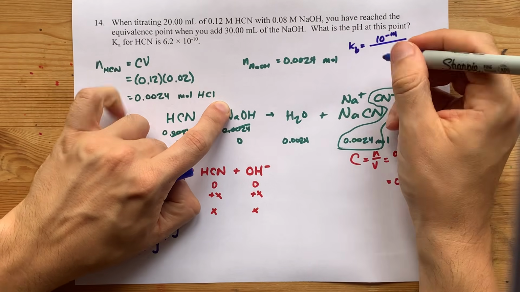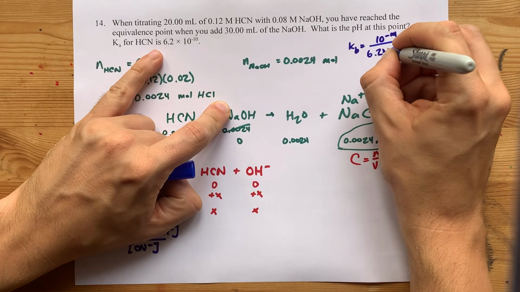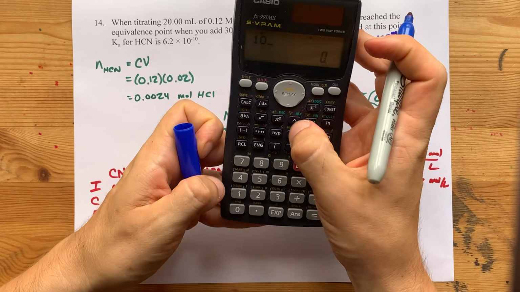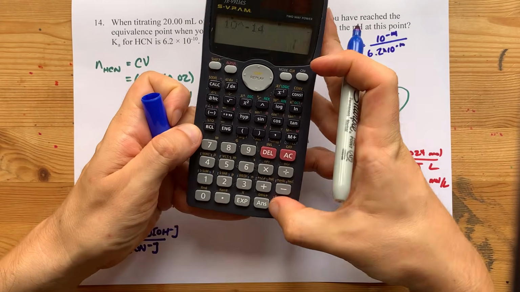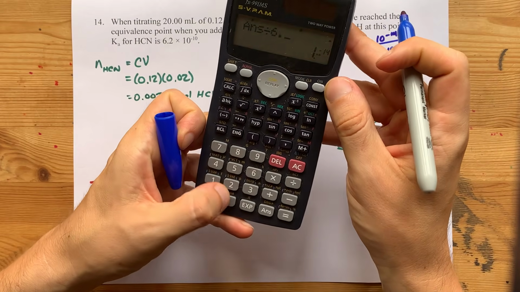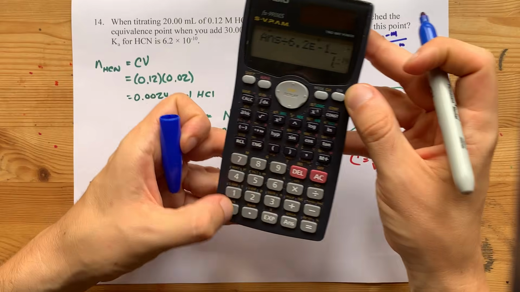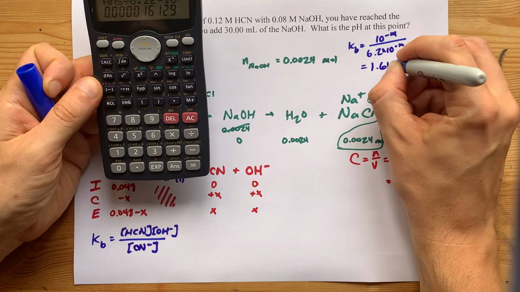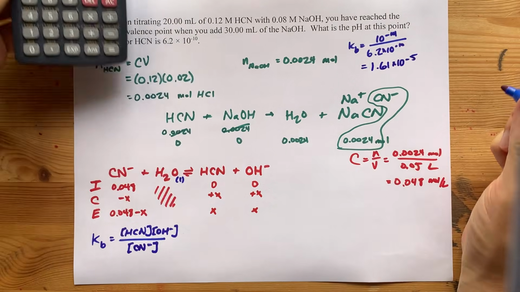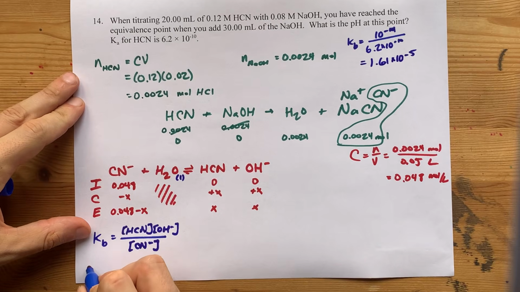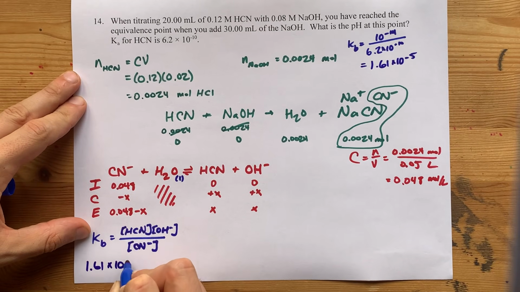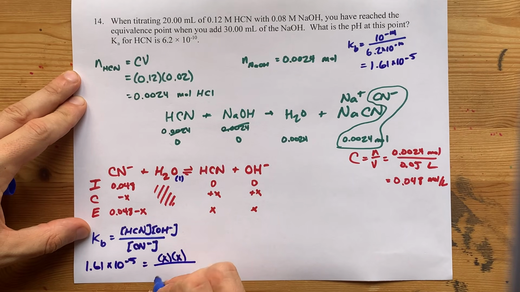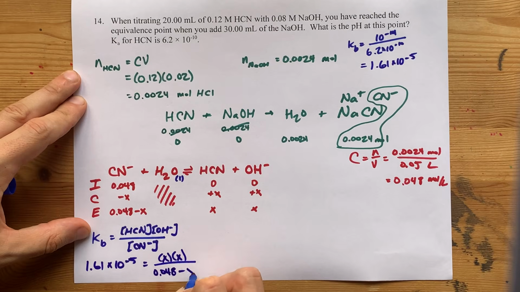10 to the negative 14 divided by 6.2 times 10 to the negative 10. That calls for a calculator. 10 to the power of negative 14 divided by 6.2 times 10 to the power of negative 10. That gives me a Kb of 1.61 times 10 to the negative 5. All right, 1.61 times 10 to the negative 5 is X times X all over 0.048 minus X.